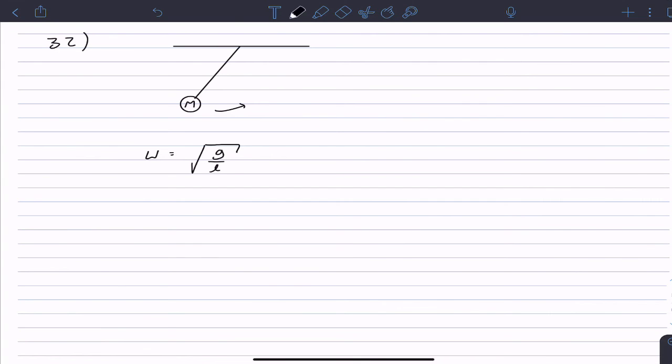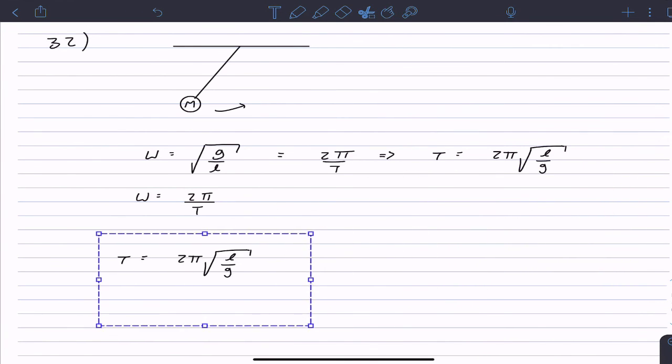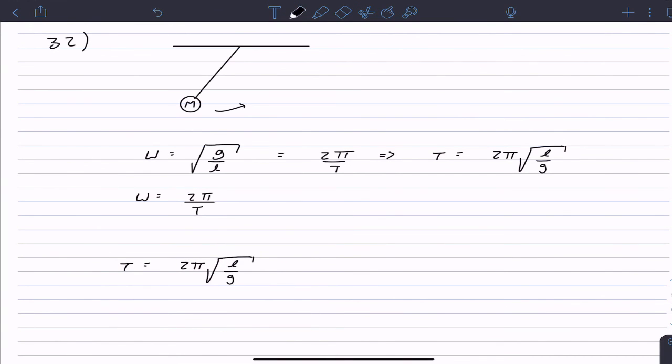Now we also know that omega is equal to 2 pi over the period, from rotational kinematics, right? So what we're asked to find is the period. So we would equate this with 2 pi over T, which gives you T is equal to 2 pi square root of L over g. So that's what we're going to use for each part.